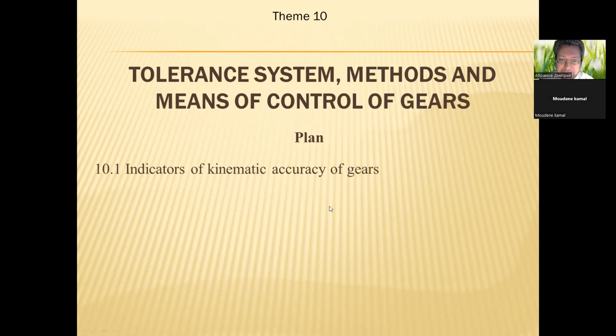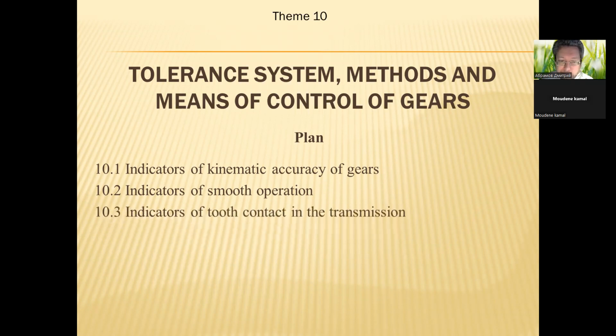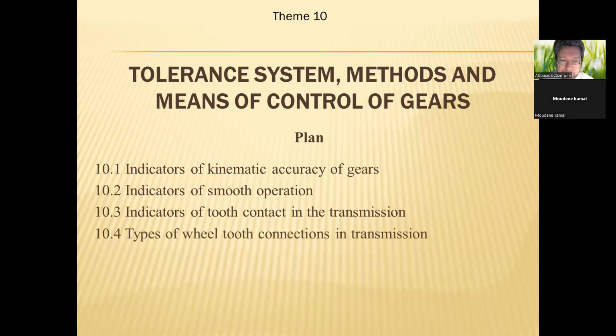(10.1) Indicators of kinematic accuracy of gears. (10.2) Indicators of smooth operation. (10.3) Indicators of tooth contact in the transmission. (10.4) Types of wheel-tooth connections in transmission. (10.5) Designation of accuracy of gear wheels on drawings. Please write down to your notes our plan.